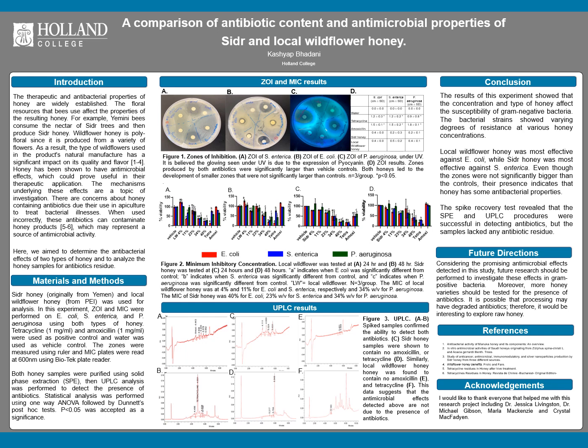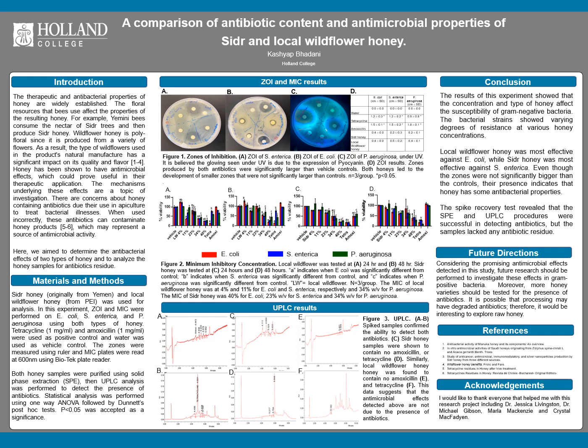MIC results showed that E. coli was most susceptible to local honey, whereas S. enterica was most susceptible to cider honey. The significance is indicated by A, which is for E. coli, B is for S. enterica, and C is for P. aeruginosa. The significance is compared with the control group of each bacteria, which is shown in figure 2.